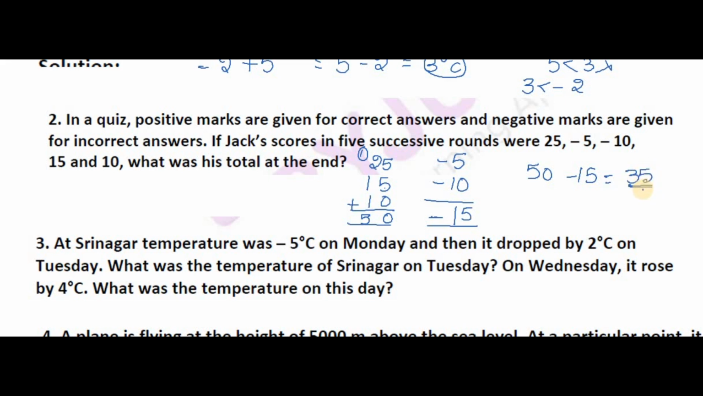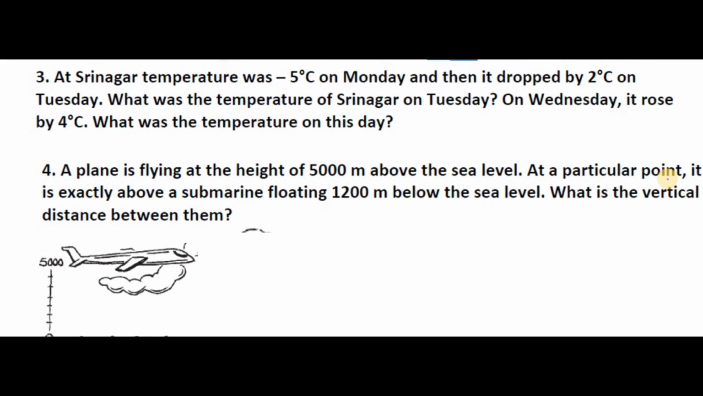Yes, 35. So find what is the score of Jack. His total score is 35 marks. Is it okay, students? Now we'll move on to the next question.